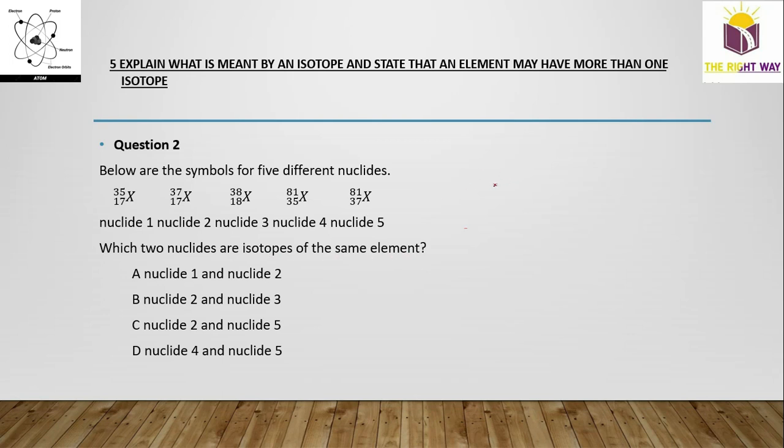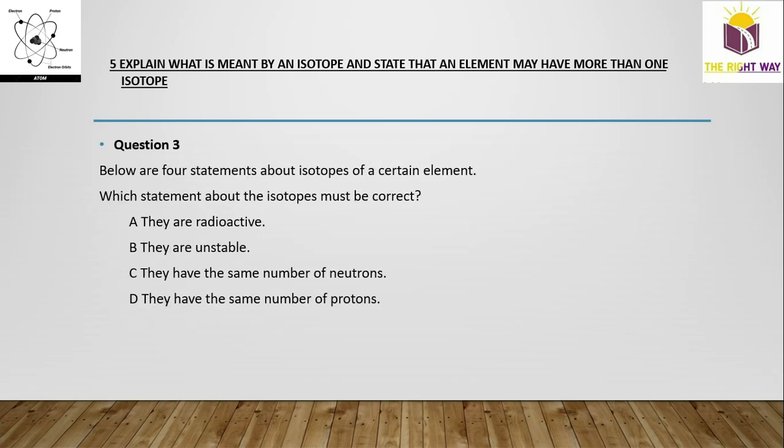Isotopes have the same atomic number. The first nuclide has atomic number 17. The second nuclide has atomic number 17. The third nuclide has atomic number 18, which is different from the first two. 35, which is different from the first two. And 37, which is different from the first two. So these first two have the same atomic number, so these two are isotopes. Nuclide 1 and nuclide 2 are isotopes.